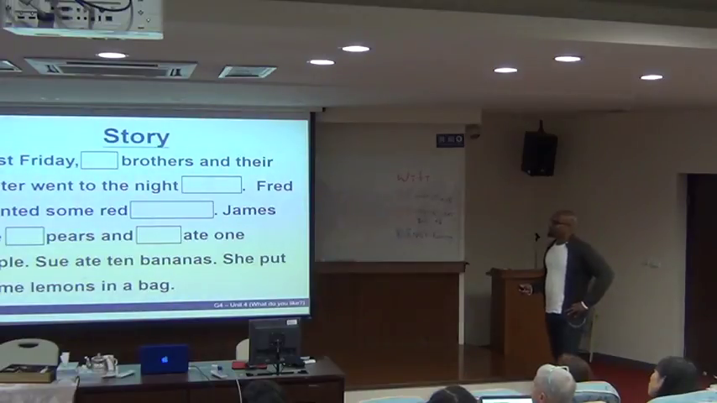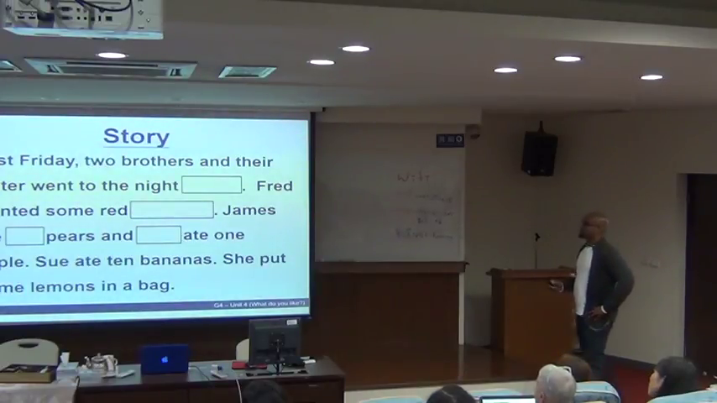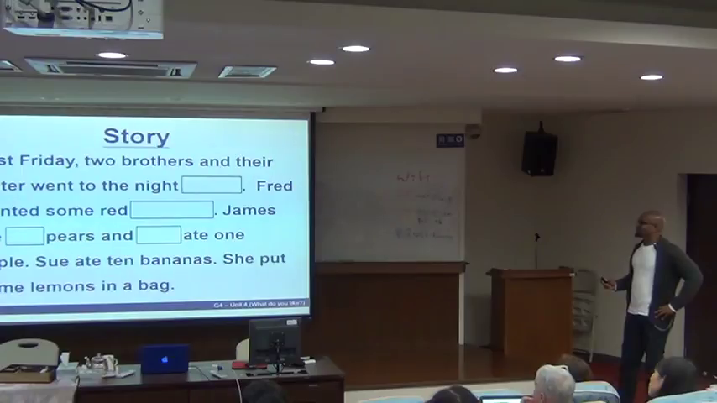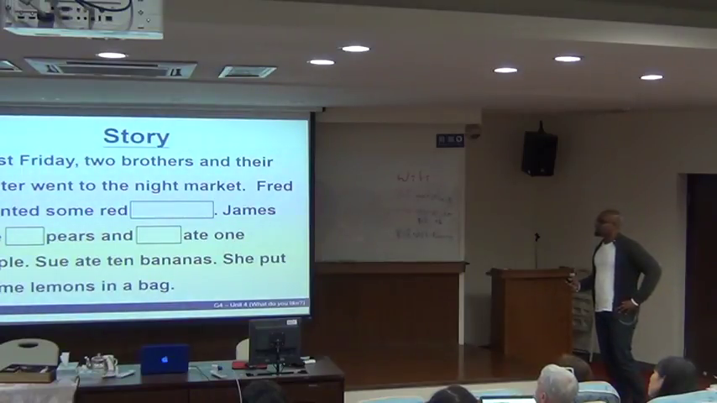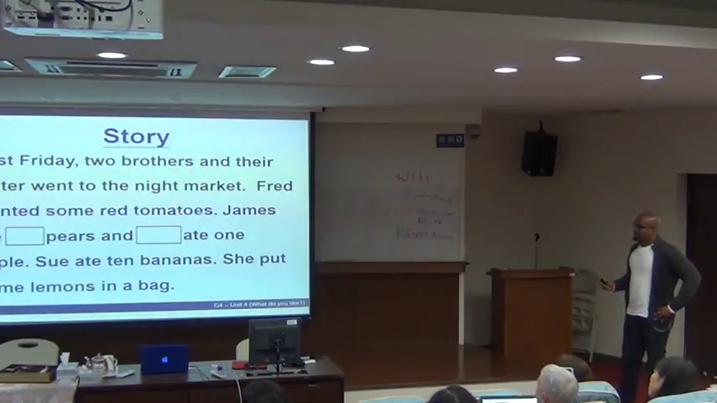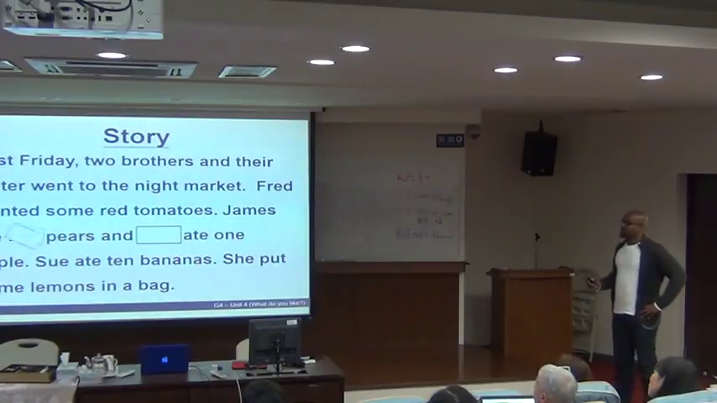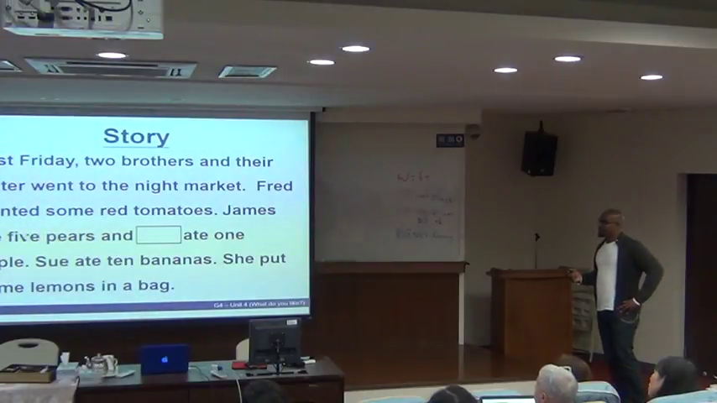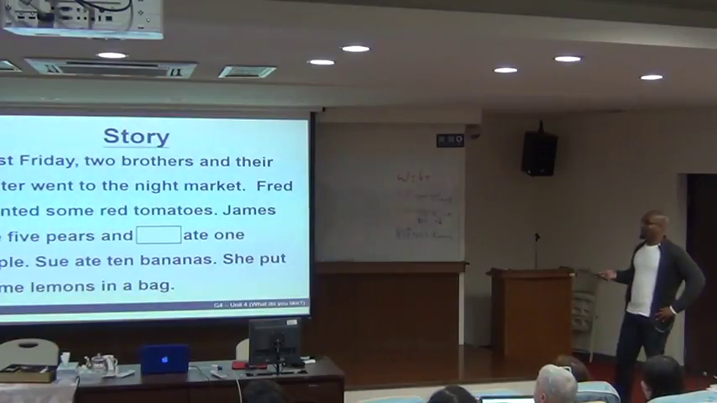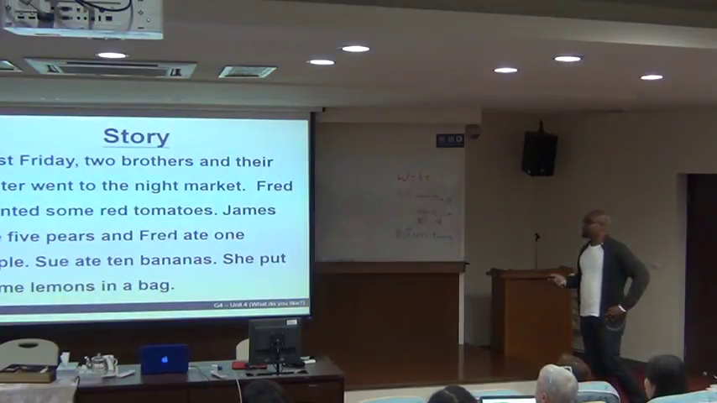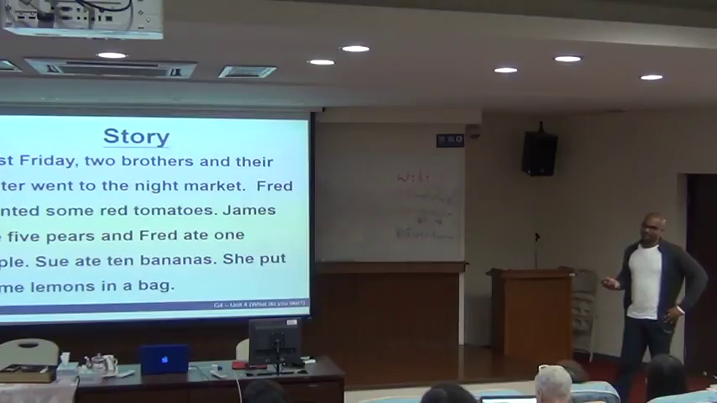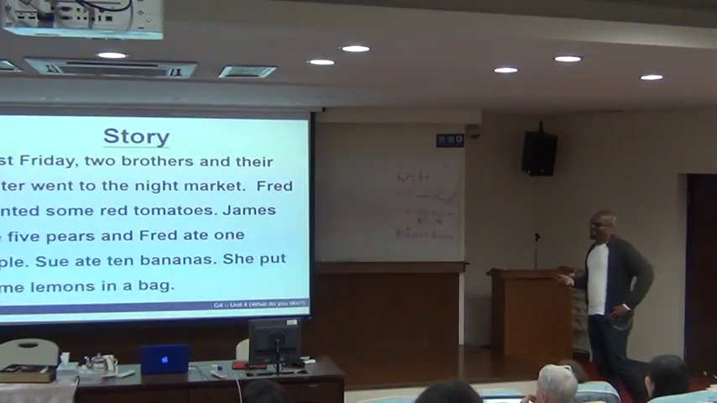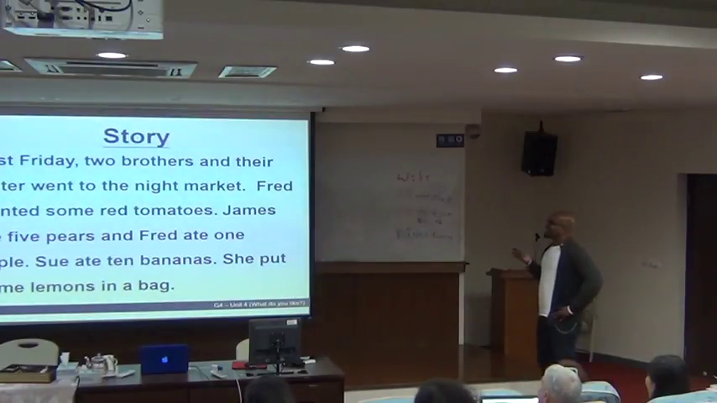Okay. 2 brothers. Market. Tomatoes. 5 pears? Good. 2 ate 5 pears and 2 ate 1 apple. And Fred. No, sorry. Fred? And Sue. Oh, Fred. It's 2 ate 1.